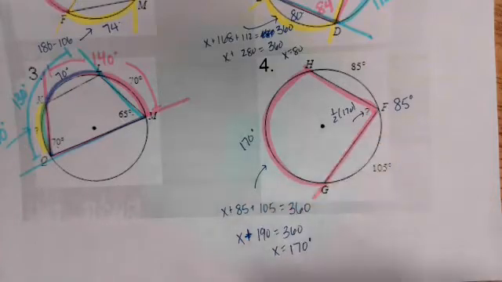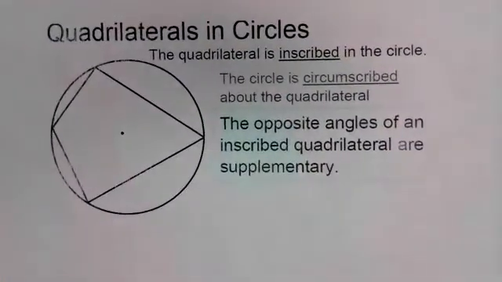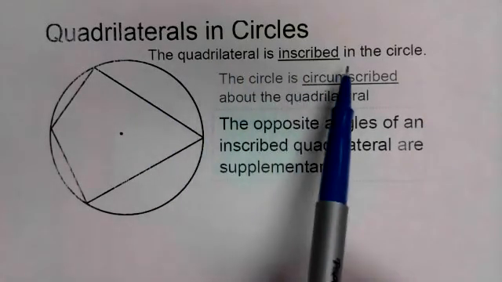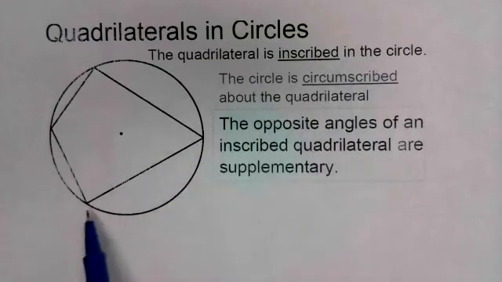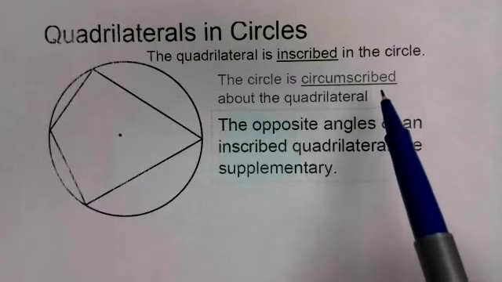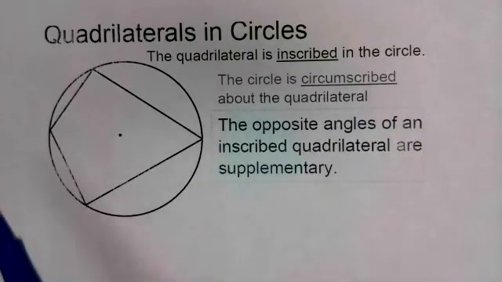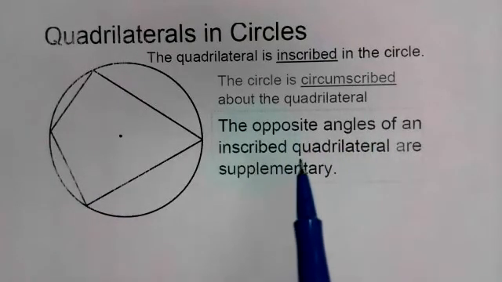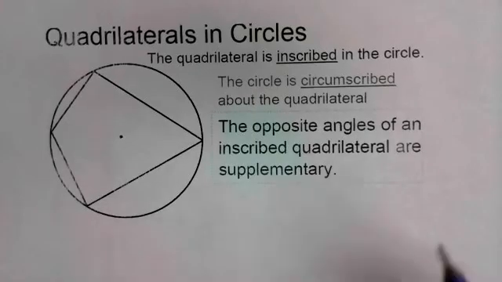All right. Two additional topics to talk about. Quadrilaterals and circles. Quadrilaterals have super special properties in dealing with circles. They do fancy things. So if we have a quadrilateral that is inscribed in the circle, meaning that's inside and all the vertices touch, or we have a circle that is circumscribed about the quadrilateral, which means the circle goes around and touches all the vertices, then the opposite angles of an inscribed quadrilateral are supplementary. And let me show you why that works.